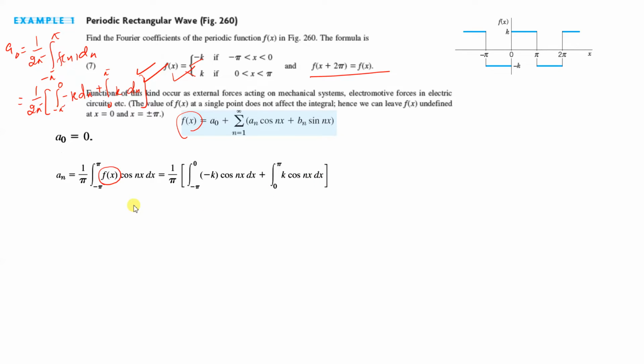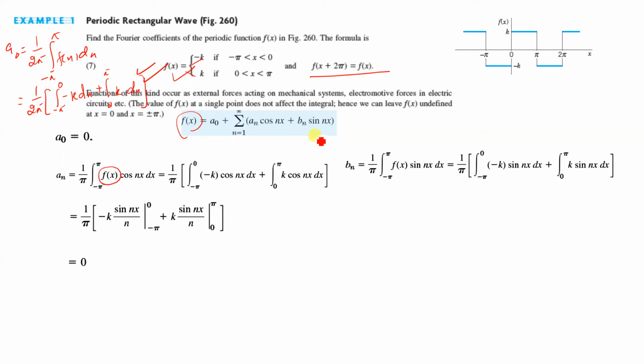Now let's evaluate these integrals, and we have this. The integral of cos nx is sine nx divided by n. So minus k times sine nx divided by n plus k times sine nx divided by n, with limits from minus pi to 0 for the first part, and this part limits are from 0 to pi. So by applying the limits, again we have 0, because sine of 0 is 0, sine of n pi minus n pi x is also 0, sine n pi x is 0, sine of 0 is also 0. So since all the terms are going to be 0 after applying limits, an is also 0.